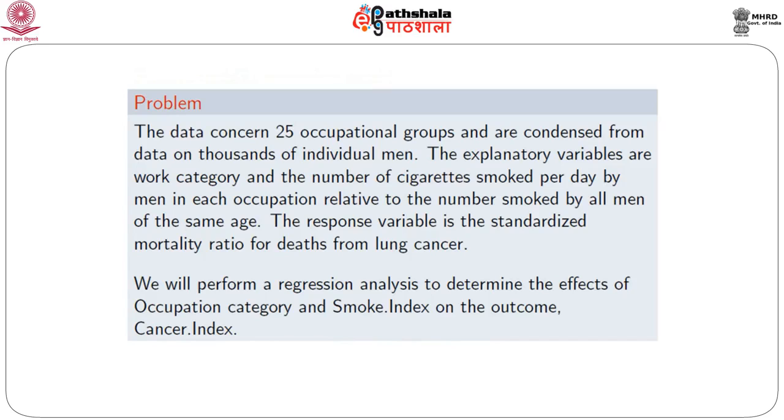So here is the problem that we will consider. The data concerns 25 occupational groups and are condensed from data on thousands of individual men. The explanatory variables here are work category and number of cigarettes smoked per day by men in each occupation relative to the number smoked by all men of the same age. The response variable is the standardized mortality ratio for deaths from lung cancer. We will perform a regression analysis to determine the effects of occupation category and smoke index on the outcome cancer index, which is our response variable here.